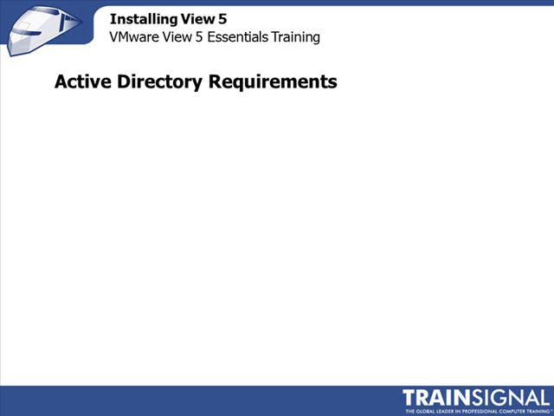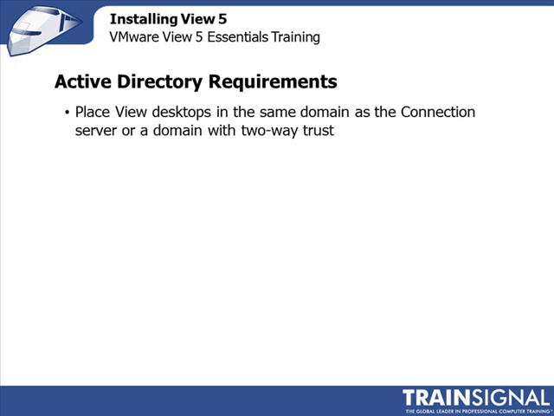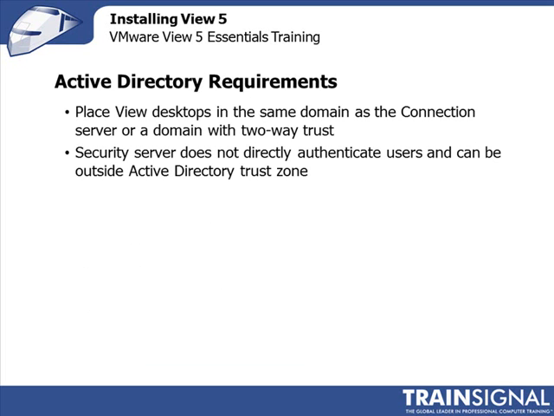So the requirements for Active Directory integration: you're going to really want to place your View desktops in the same domain as the connection server, or at least a domain with a two-way trust relationship. Now, the security server I mentioned doesn't actually have to be directly authenticating users. It's going to pass that through onto the View connection servers and your internal LAN. So it doesn't actually have to be inside of the Active Directory trust zone.